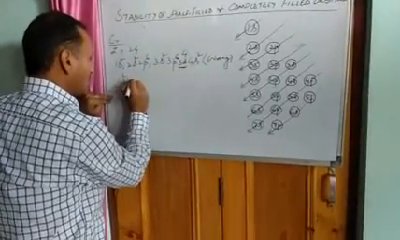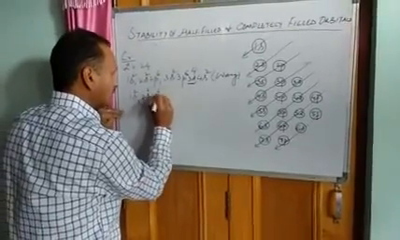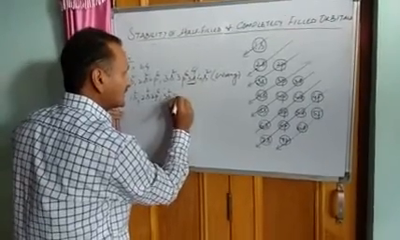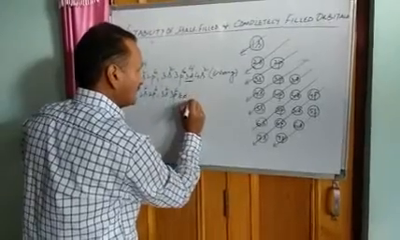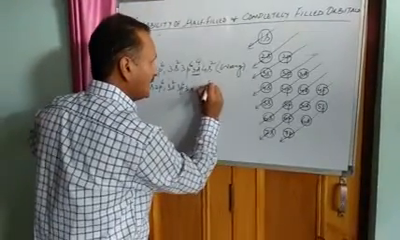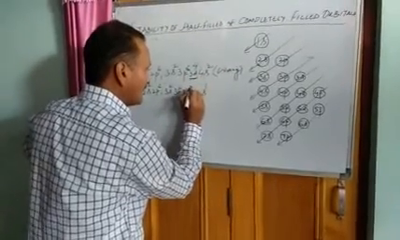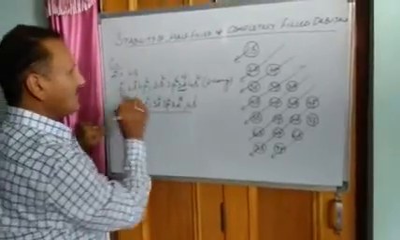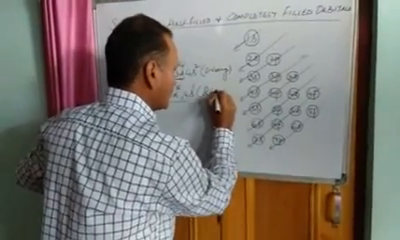1s2, 2s2, 2p6, 3s2, 3p6, 3d, 4s, 4s1, and this one electron will go to this d, making it 5. This becomes the electronic configuration of chromium, and this is the right electronic configuration.